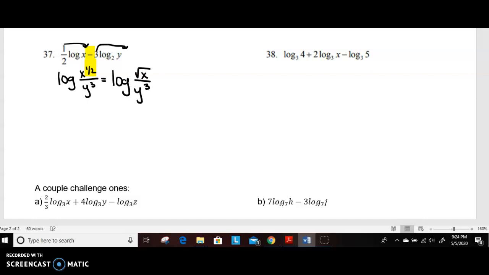Okay, here to condense this, I have some addition, so that means multiplication. I have some subtraction, so that means division. So let's put this all together. I have log base 3 of 4 times x, okay, but I've got this 2 out in front, so that's going to walk across the log and become an exponent, divided by 5.